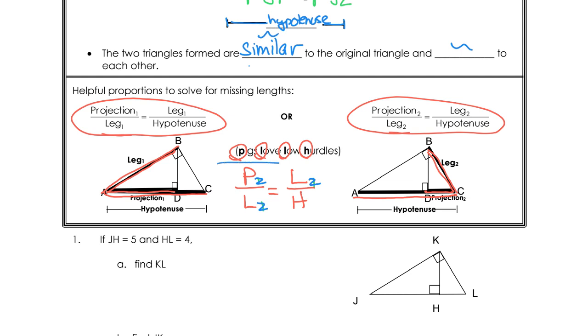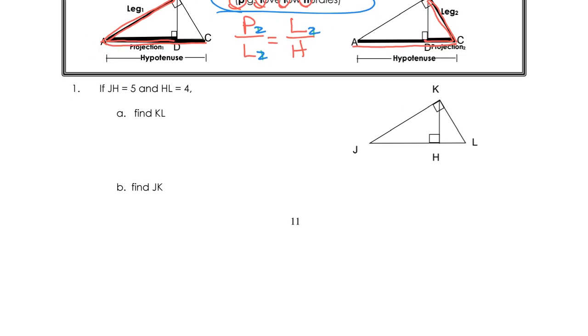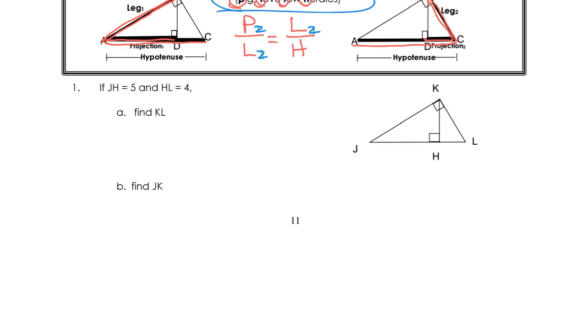All right, so hopefully that will help you remember, along with "pigs are awesome pets," that these two proportions work on the picture we've been looking at, with the right triangle and its altitude drawn to the hypotenuse. So number 1, it says that JH is 5 and that HL is 4. And in part A they want us to find KL, so we'll put an X on it.